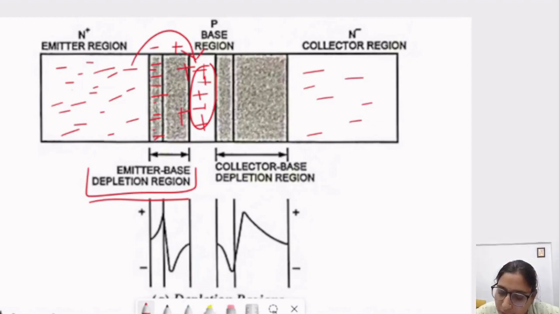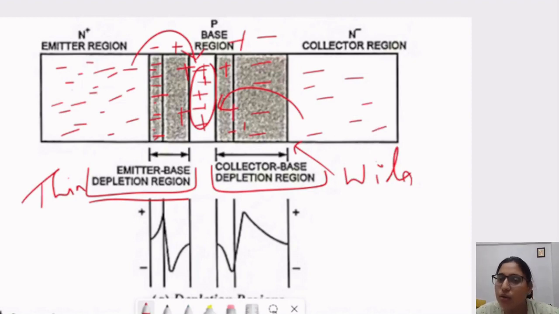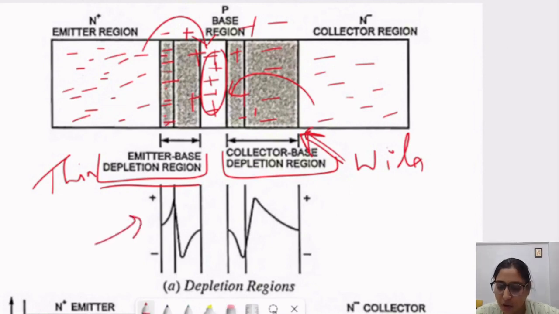Similarly, here also these electrons try to move towards the holes, and again this is the negative charge, this is the positive charge, and a potential barrier is created here. Now, we can see that this depletion region width is wider than this one, and this one is thin. Why so? Because in the collector region, electrons are less in quantity as it is moderately doped. So, electrons have more space to travel, and the depletion region is a little wider in the case of the collector-base junction.